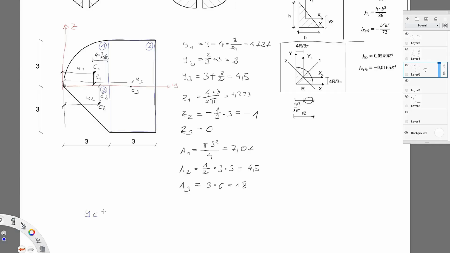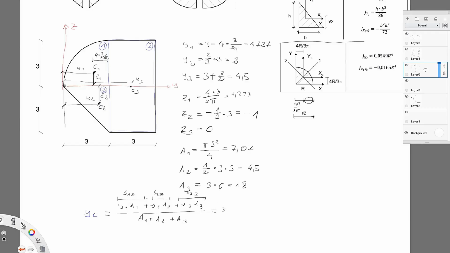I will present the formula in the simplest possible form. y1 a 1 plus y2 a 2 plus y3 a 3 divided by a 1 plus a 2 plus a 3. Now then, what we wrote at the top, that is y1 times a 1, y2 times a 2. This is nothing more than static moments concerning the z-axis. This is an additional piece of information, let's say, but so that you are not surprised that it is sometimes written this way. Now I'll quickly input it into the calculator.